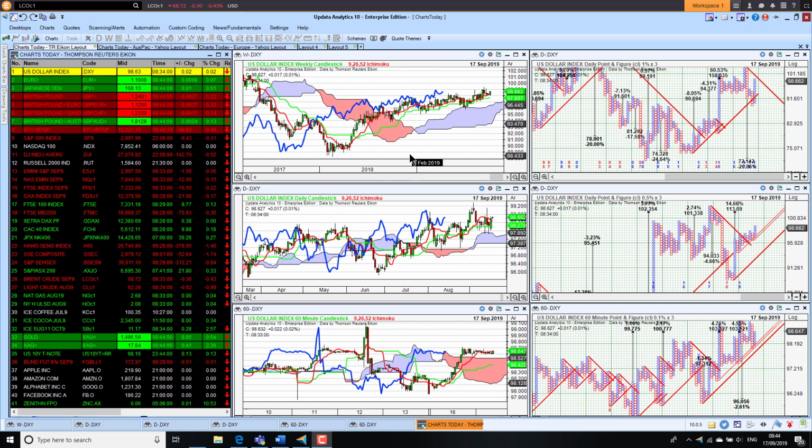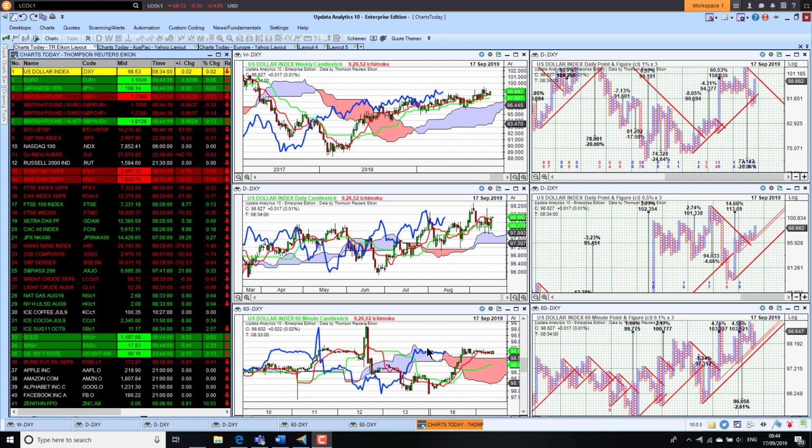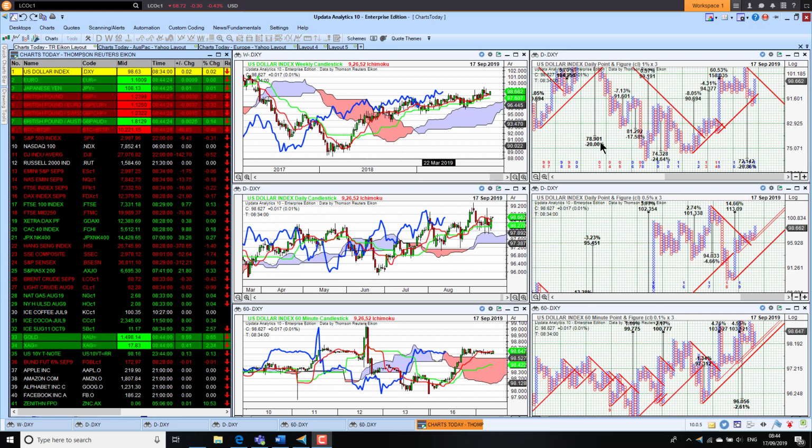The setup that I have here is Updata Analytics: my long-term weekly chart, my 1% point and figure chart log scale, my daily chart, which is my medium term, and then my 0.5% point and figure chart, and then my 60-minute chart and a 60-minute point and figure chart. So what I'm looking at here is a long term, a medium term, and a short term picture. Very quickly, with these 6 charts, I can get an overall picture of what's happening on the long term, the medium term, and the short term.